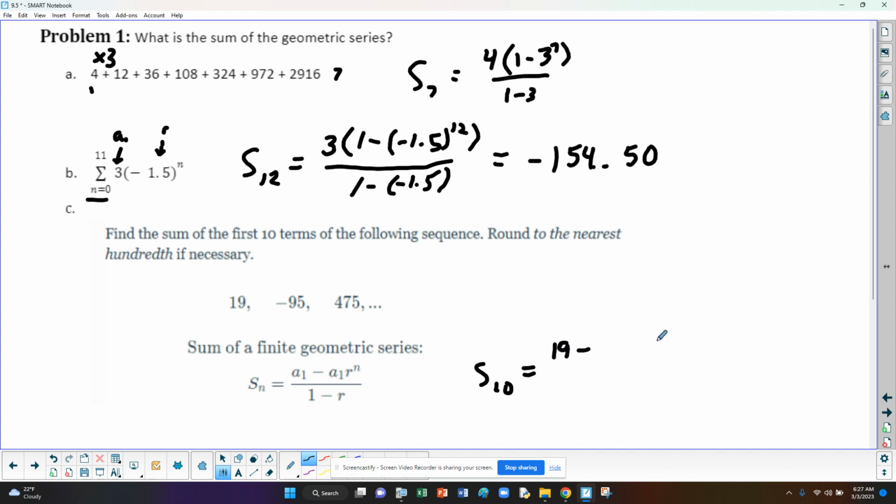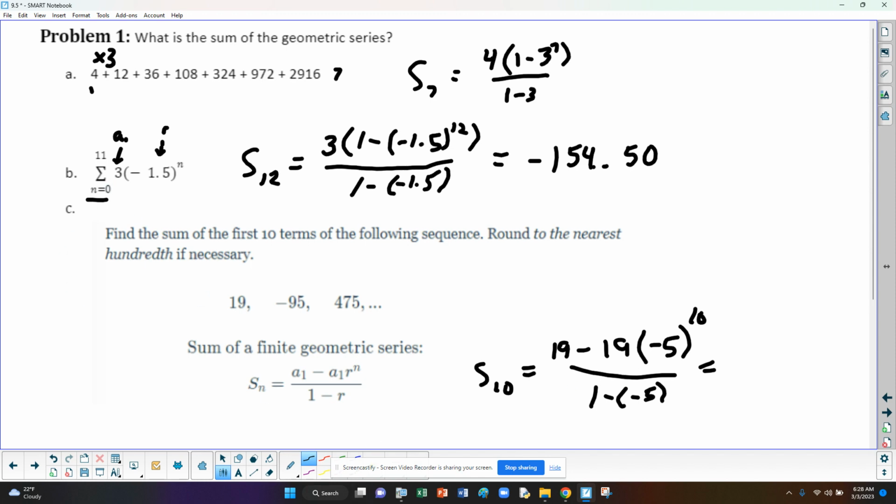minus, we've got our 19 again. Now our common multiplier, we're going positive, negative. So that tells me it's a negative, and it's negative 5. So I'm going to have a negative 5. And then raising that to the 10th power, all over 1 minus negative 5. So there's the alternate way that we can use this formula.